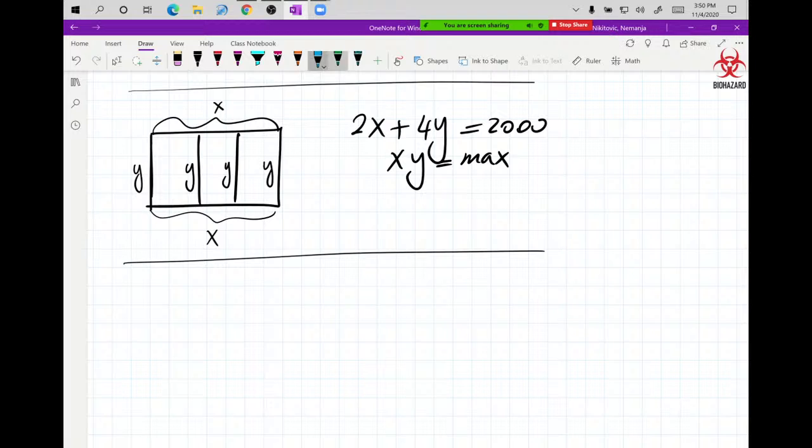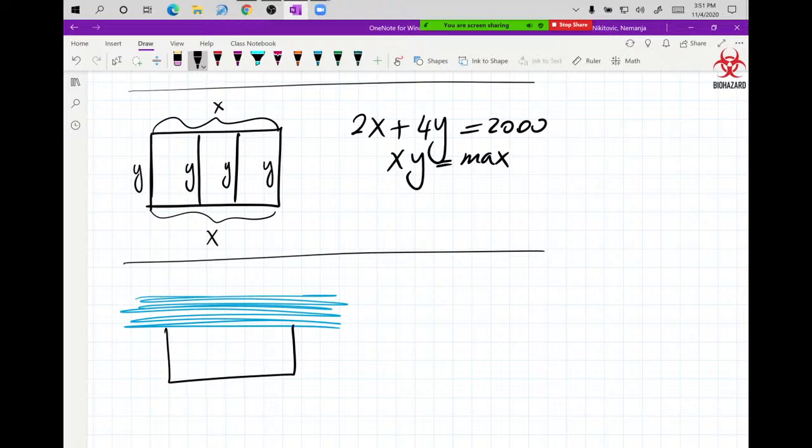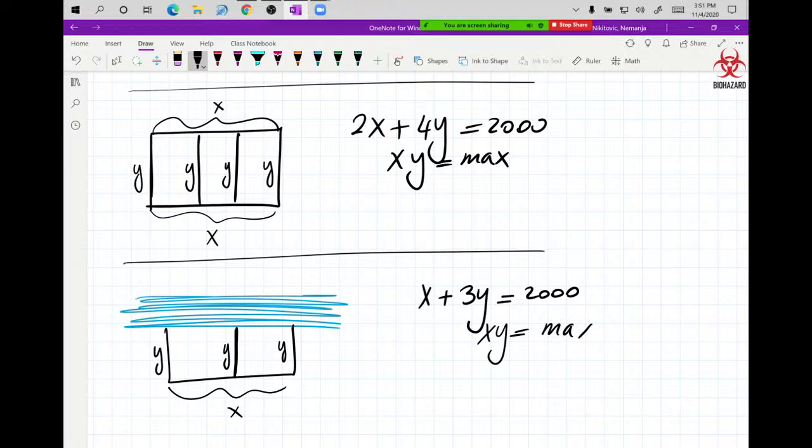You can have the river. I mean, you can come up with literally anything. Put this against the river and then put, I don't know, one of these in there. So now you have 3 y's and a single x. So x plus 3y equals 2,000 yard of fence. And I'm still going for xy equals max.